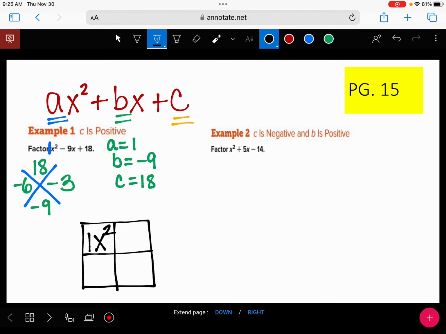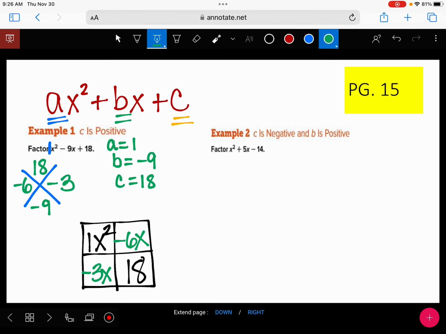And then diagonal to it, the bottom right is C. What is C in this example? That goes here. And the other two squares are your magic numbers. So I want you to put a negative 6x and a negative 3x. We just have to add an x to it. Those are the numbers that we found.